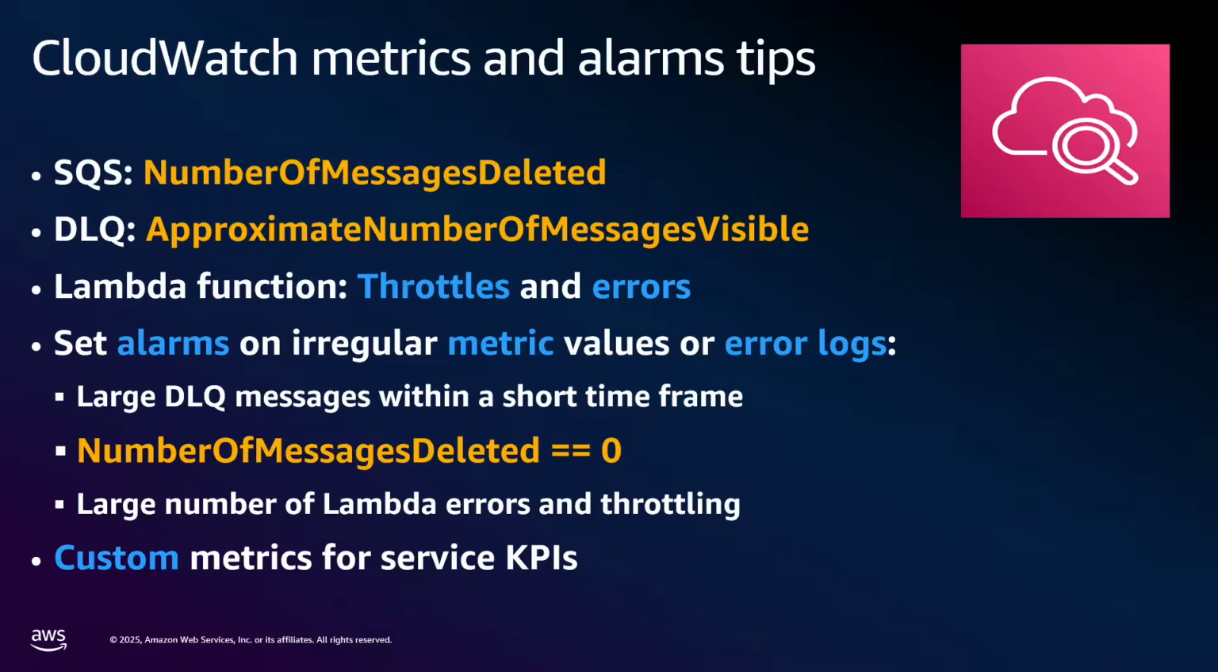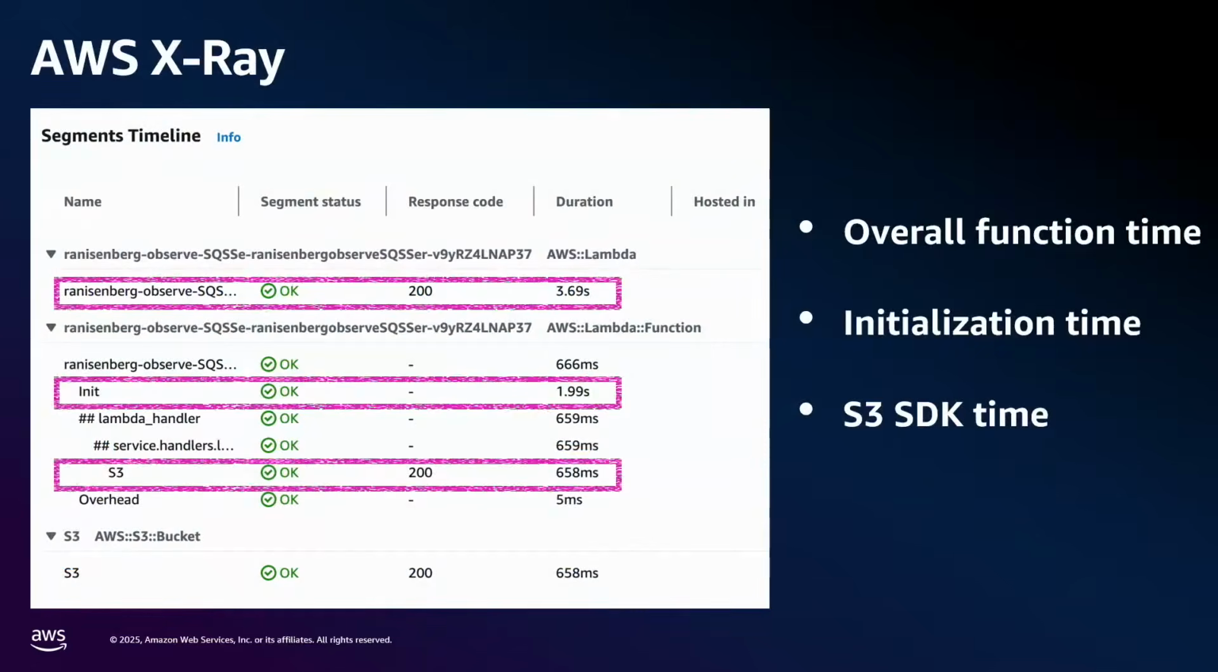Here are a number of useful metrics that you want to keep an eye out for, and also set alarms against, for SQS and for Lambda. And of course, don't forget to add any custom metrics that are specific to your services, such as KPIs. You can do that with CloudWatch EMF as well.